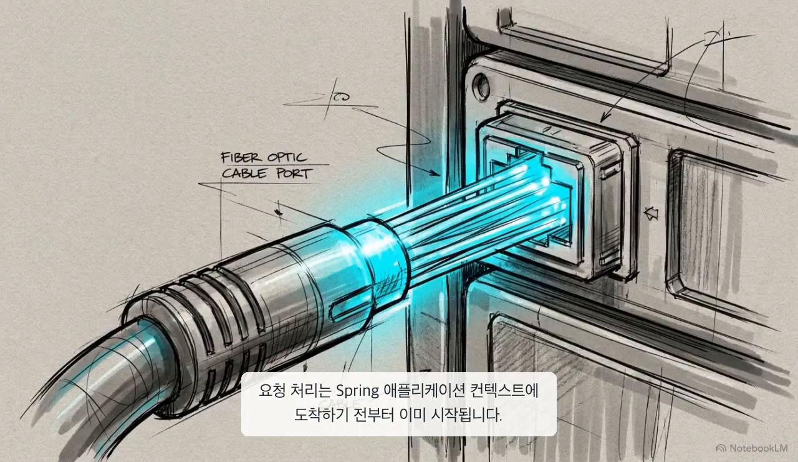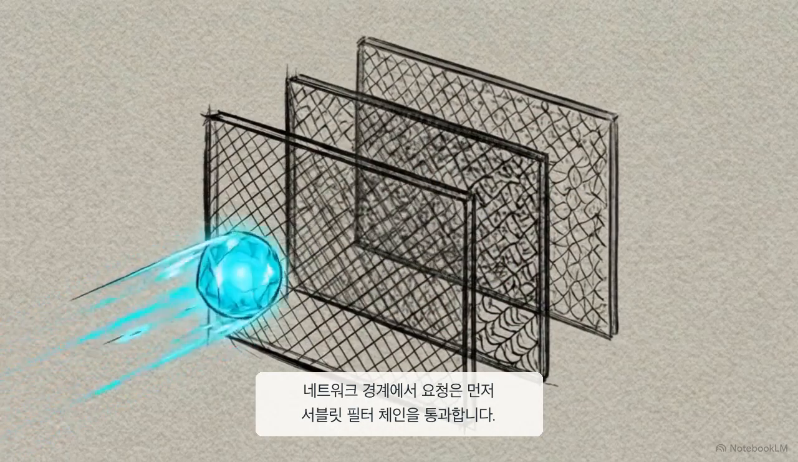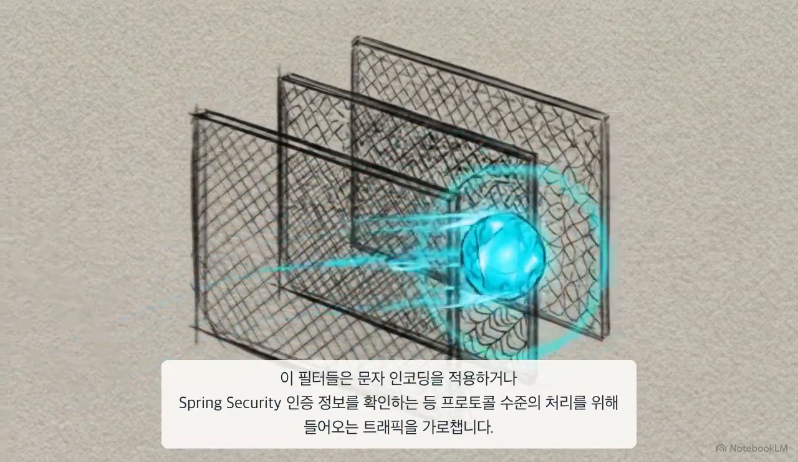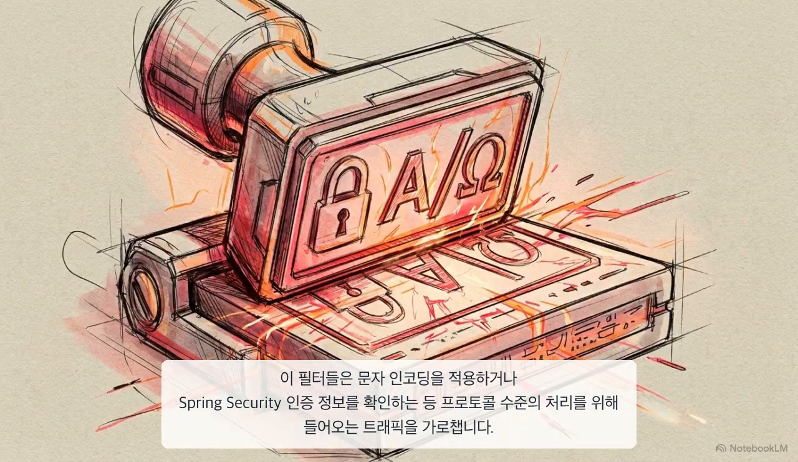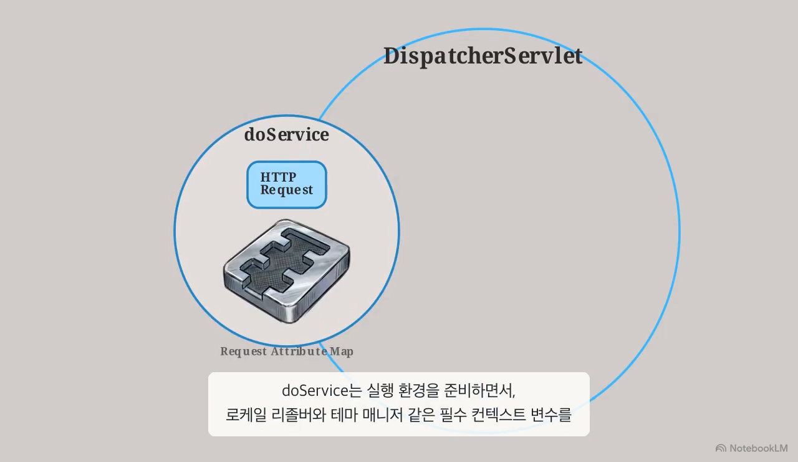The journey of a request begins before it reaches the Spring application context. At the network boundary, the request first hits the servlet filter chain. These filters intercept the incoming traffic to handle protocol-level concerns, such as applying character encoding or resolving Spring Security authentication credentials. Once the request clears the filter chain, it reaches the dispatcher servlet, specifically entering the doService method.